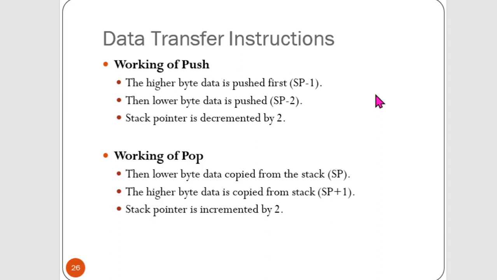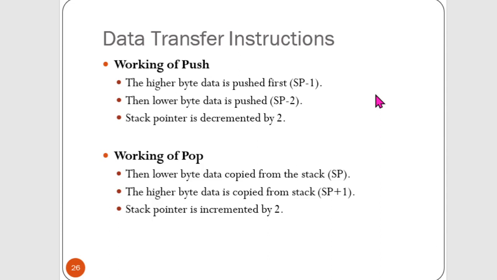The higher byte of the data is pushed onto SP minus 1. That means the stack pointer is automatically decremented. It is not decremented, it is pointed to SP minus 1. Data is saved. Then the lower byte is pointed to SP minus 2. Data is stored. And then the stack pointer decrements by 2. So this is the operation.